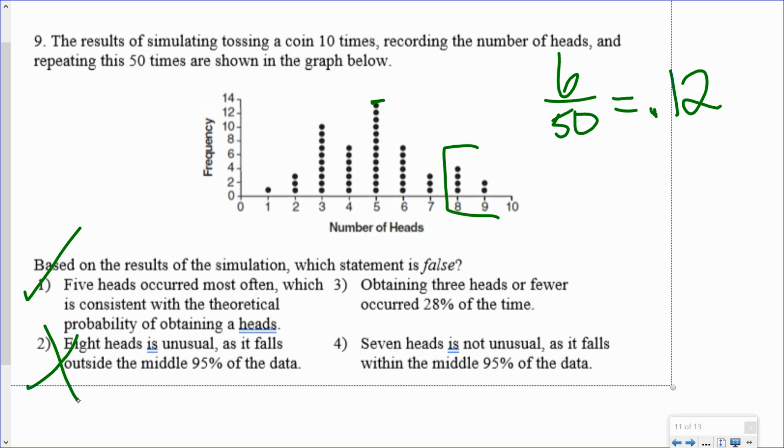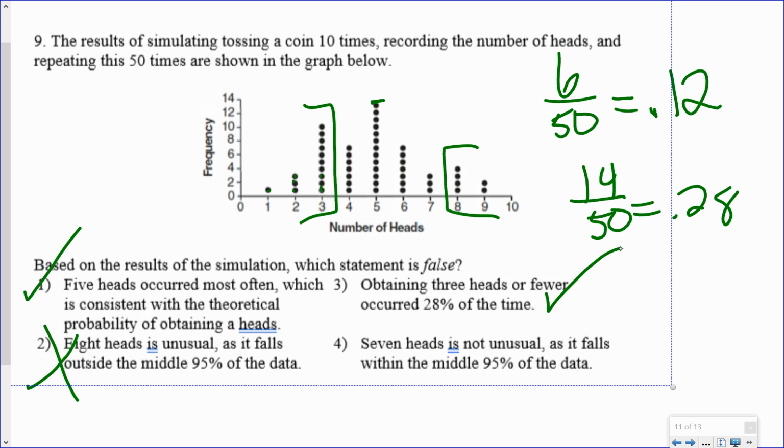Obtaining 3 heads or fewer occurred 28% of the time. Well, 3 heads or fewer is, how many dots we got? 1, 2, looks like 10, 11, 12, 13, 14 out of 50, which is 0.28. So yes, that one's correct.